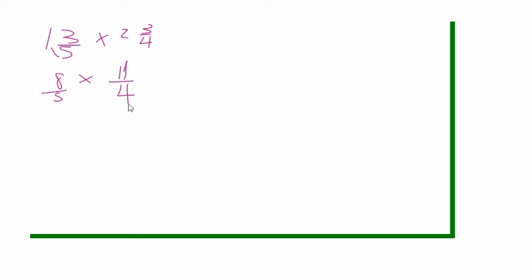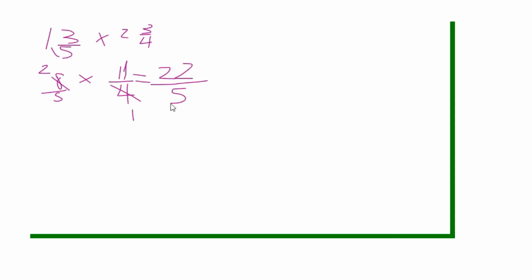So what we'll do now, we can simplify, we can cancel out. So 4 into itself 1 and 4 into 8 goes 2 times. What we'll do now, we'll multiply straight across. So 2 times 11 is 22 and 5 times 1 is 5.